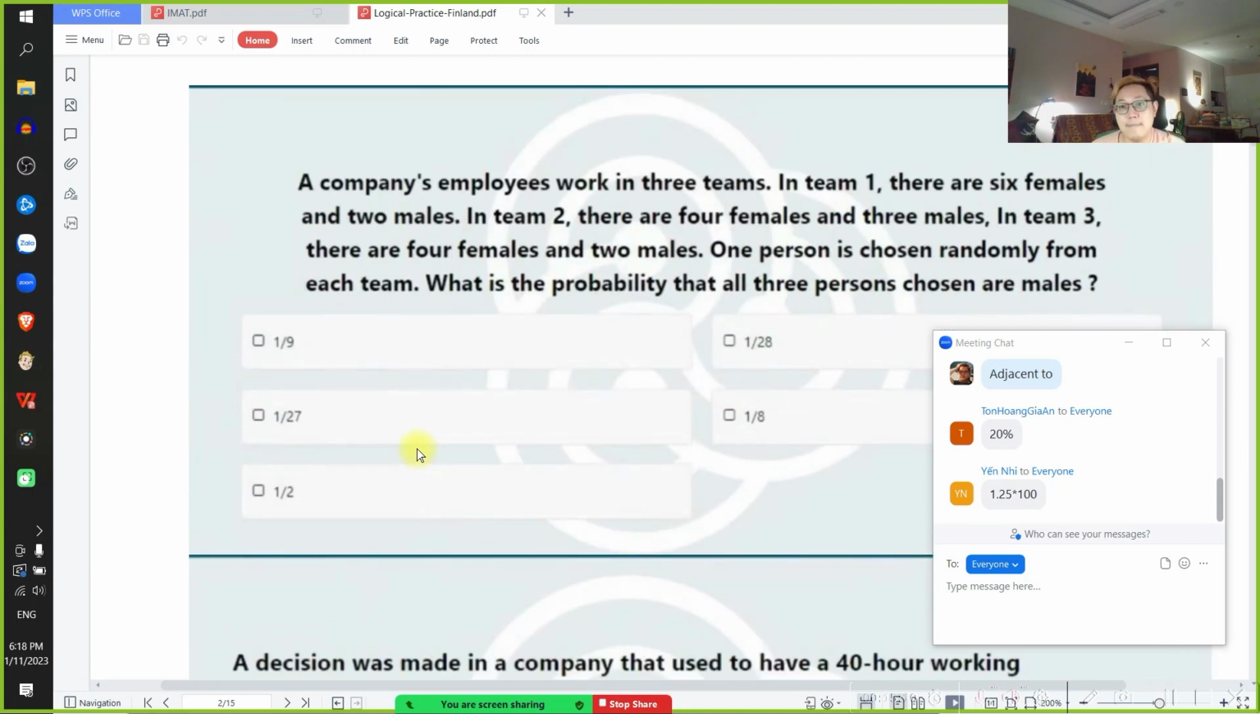Now comes the part of probability. Bây giờ có cái phần liên quan đến probability. Xác suất rồi nha mọi người. Try this one. Okay, I'll explain now. A company's employees work in 3 teams. Team 1, 6 female, 2 males. Team 2, there are 4 female, 3 males. In team 3, 4 females and 2 males. And you have to choose one person randomly from each team. They ask you what is the probability that all the 3 persons that you choose are males.